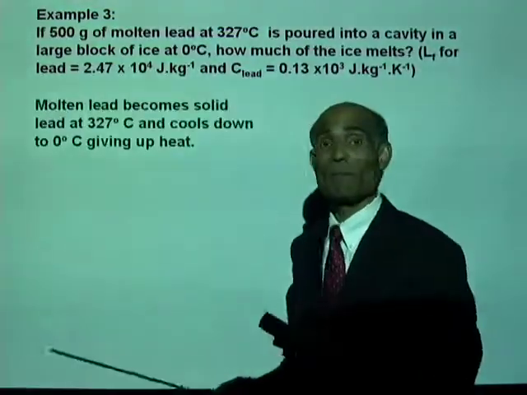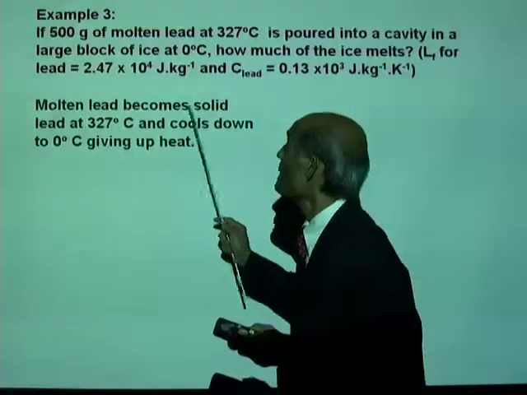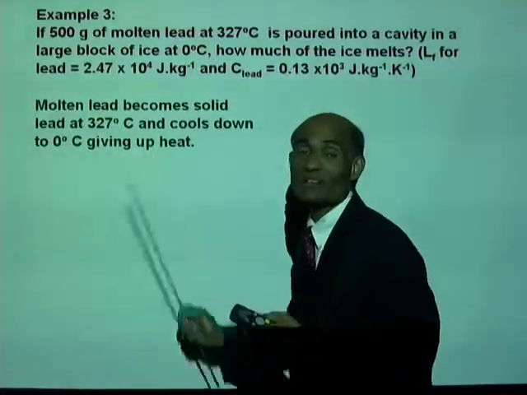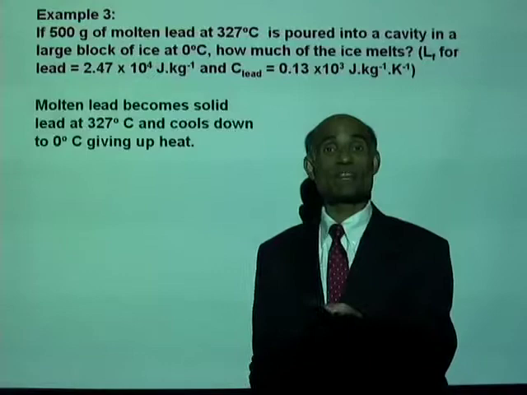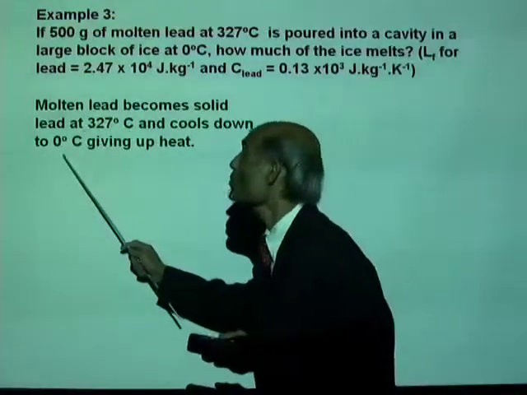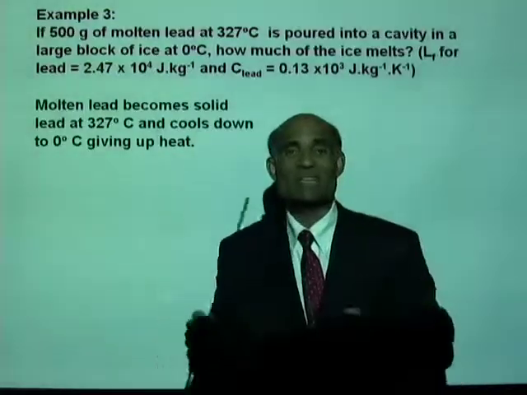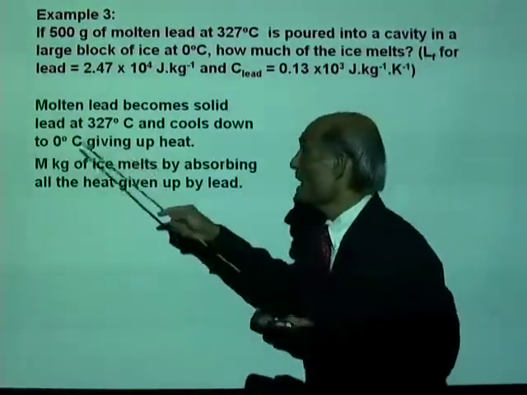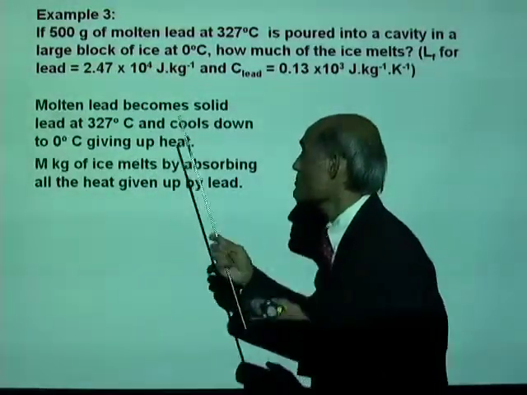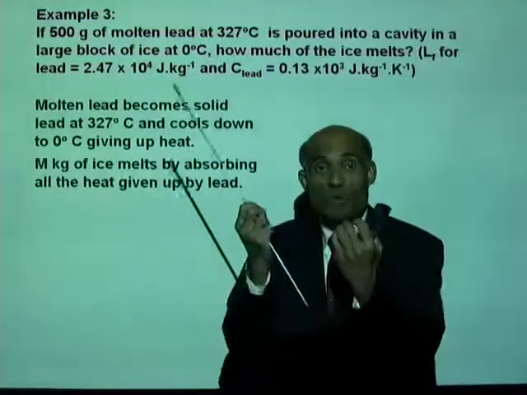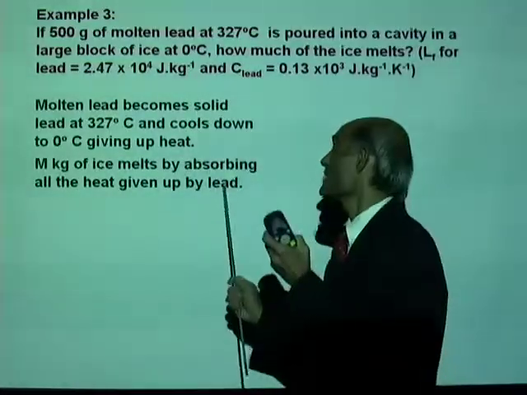Let's do that. Molten lead becomes solid lead at 327 degrees Celsius and then cools down to 0 degrees Celsius, giving up its heat. Then m kilograms of ice melts by absorbing all that heat given up by lead.